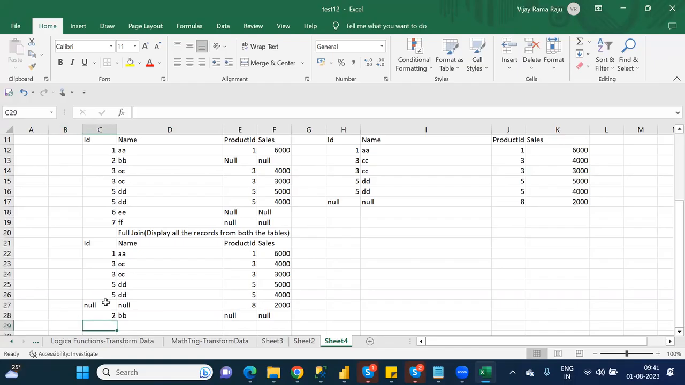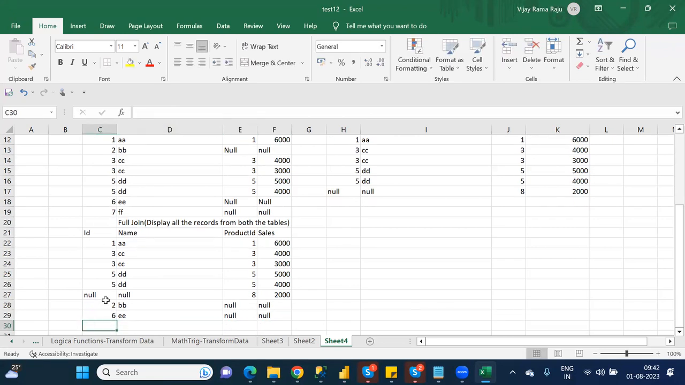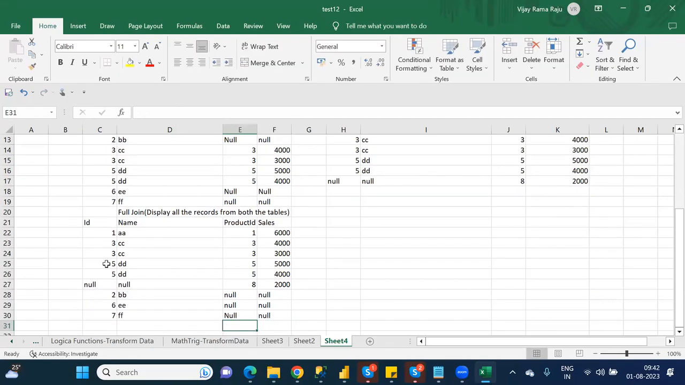Next, 6. For 6, E is there. Is the value available here? Next, 7, FF. Is the value available? Understand clearly or not? Is it clear or not?